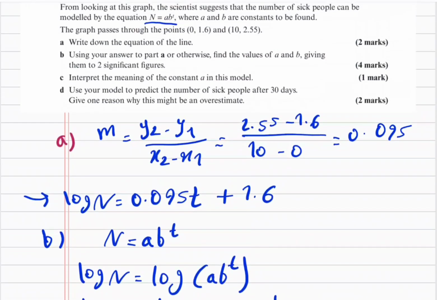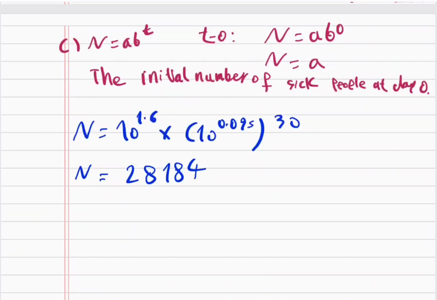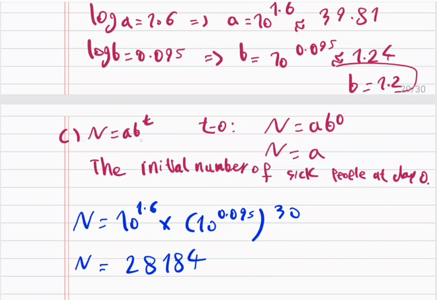Yeah, so now the reason that this can be an overestimate is just because this model n is equal to ab to the power of t assumes that there is an exponential growth, which means that the number of infected people keeps increasing exponentially, which is unrealistic because at some point it's just going to stop, or at least the rate is going to significantly decrease. So that's probably the main limitation of this model, because it assumes that we have an exponential increase forever, basically, which is probably going to be an overestimate.